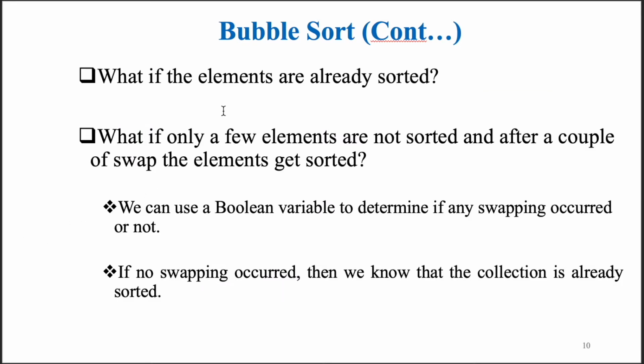And the common questions are: what if elements are already sorted? Or what if only a few elements are not sorted and after a couple of swaps, the elements get sorted? Here we use a Boolean variable to determine if any swapping occurred or not. If no swapping occurred, then we know that the collection is already sorted.